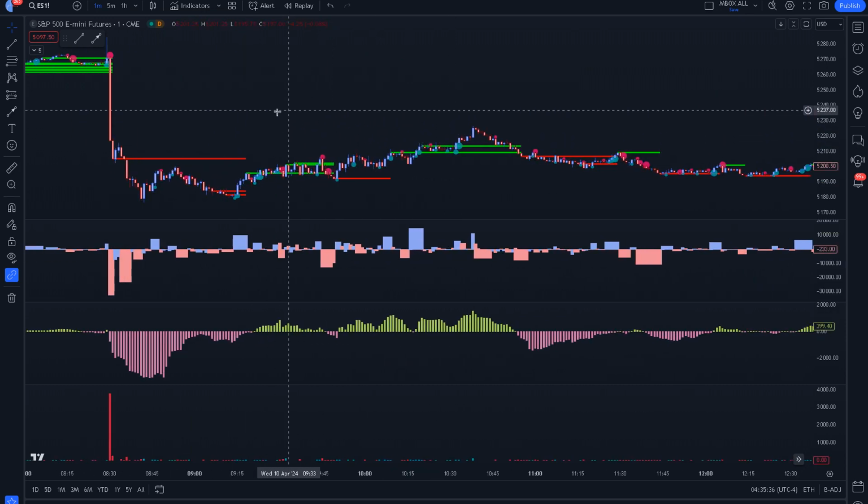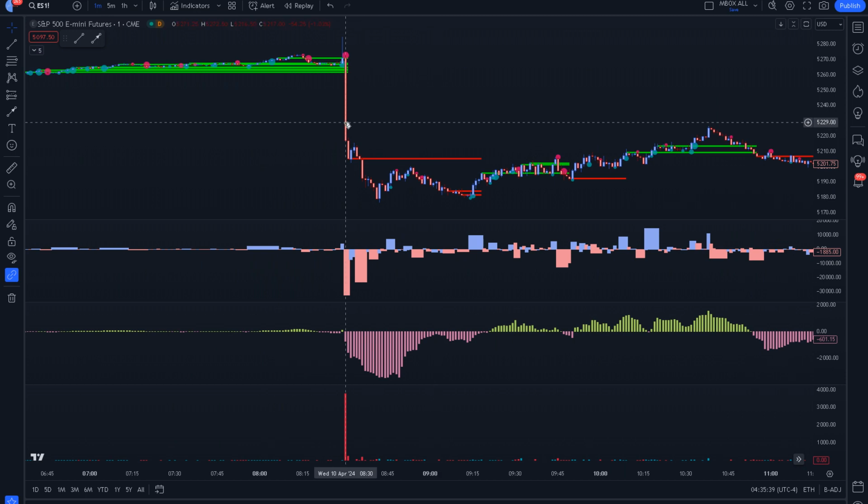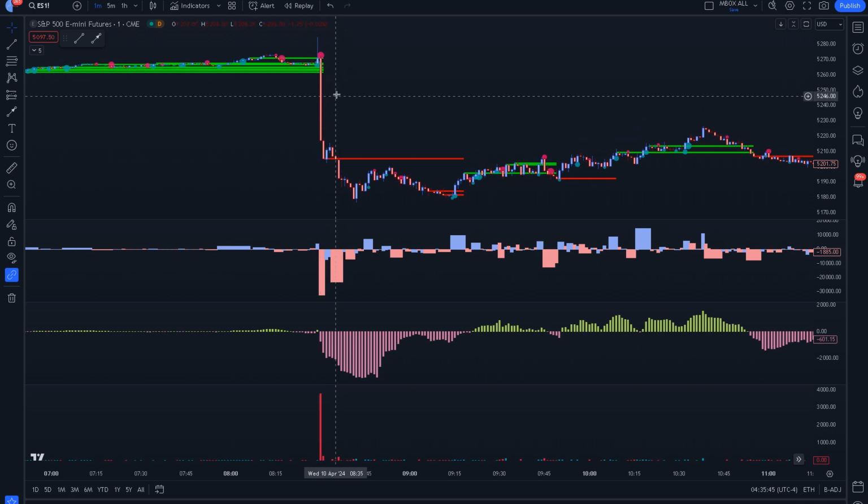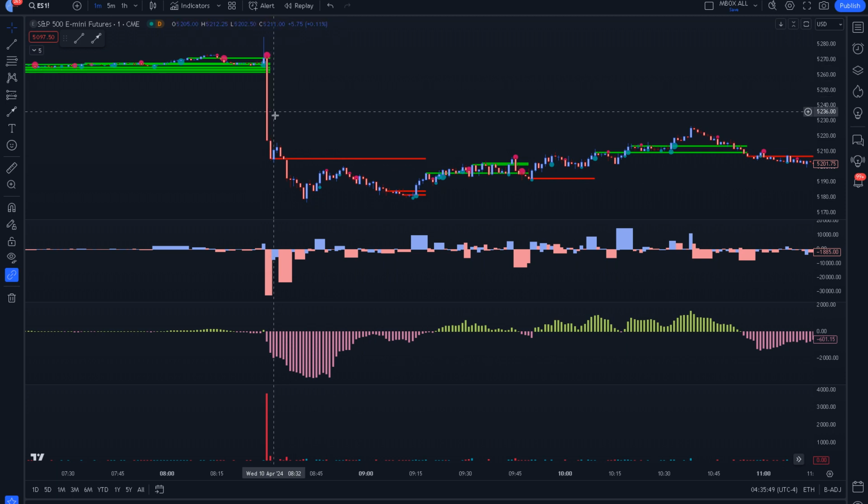So here we go, Wednesday, and we had this collapse here, 8:30 pre-market. Probably some news. So we probably would not be in on this move. But again, let's get into it. So price went down. We did not make a floor here. So, there's no floor here.